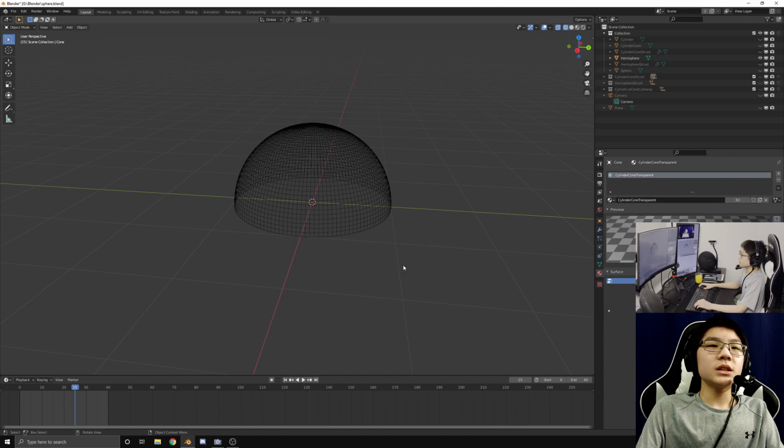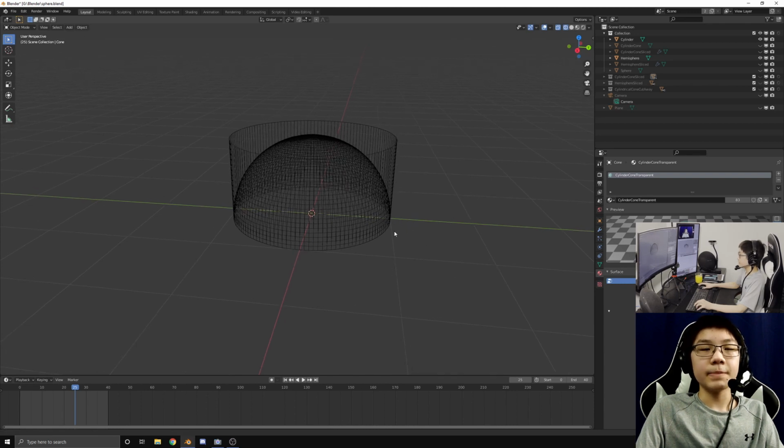Now to do this, let's start by enclosing our hemisphere with a cylinder. As you see, the radius of the hemisphere and cylinder are equal, or the same, and the height of the cylinder is equal to the radius of the hemisphere.